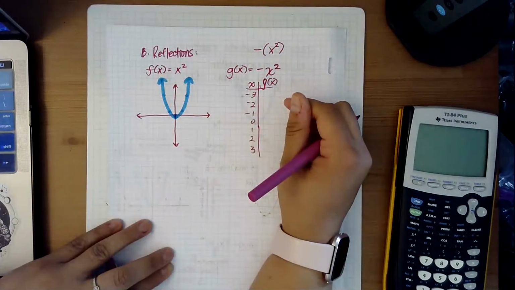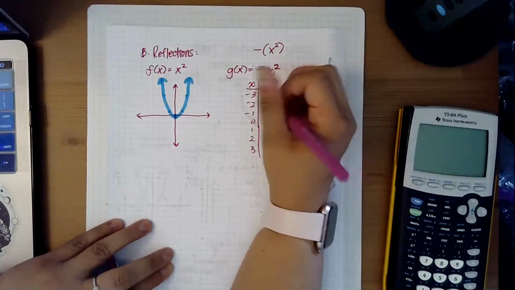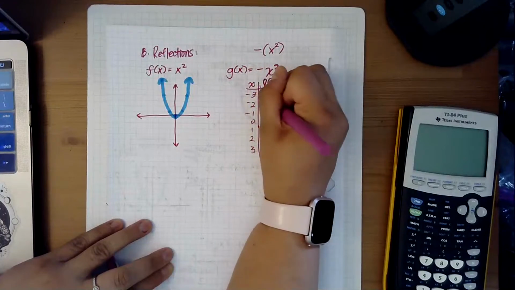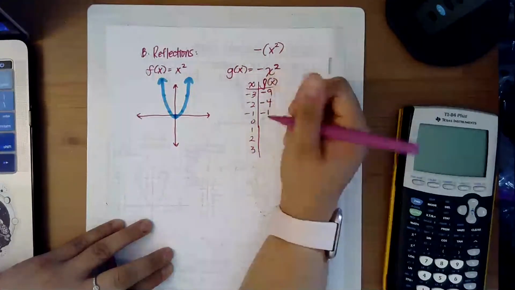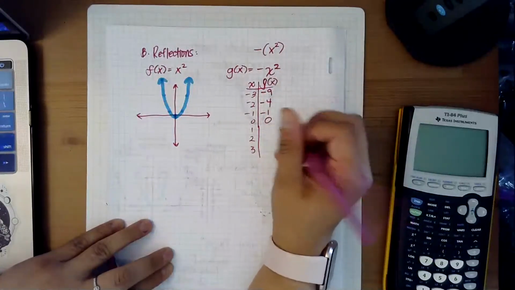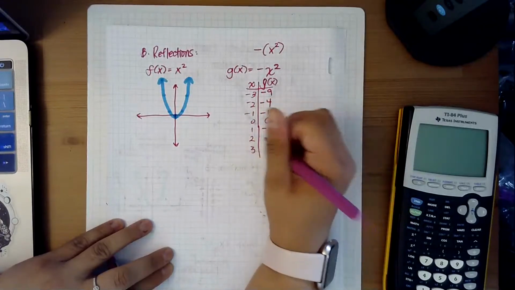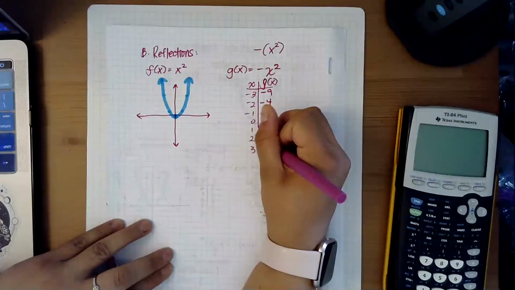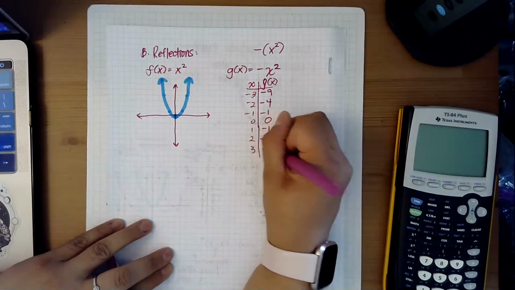So -3 squared is 9 times -1 is -9. -2 squared is 4 times -1 is -4. -1 squared is 1 times -1 is -1. 0 has no value, so it's still 0. No sign, I meant. 1 squared is 1 times -1 is -1. 2 squared is 4 times -1 is -4. And 3 squared is 9 times -1 is -9.